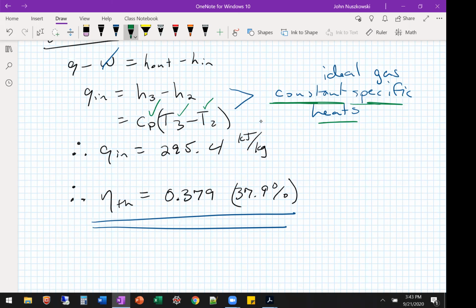Okay. Okay, so variable specific heats, like we did of the diesel cycle last class, there's an efficiency for the diesel cycle in the book, but it doesn't hold true for variable specific heats. Okay, so it wouldn't have been a correct analysis.